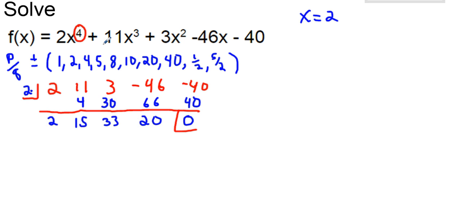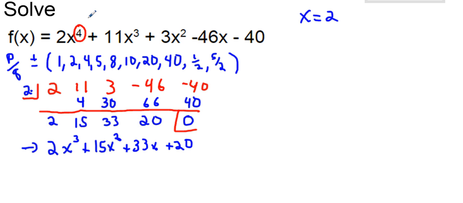So our next step is to write the depressed polynomial. The depressed polynomial would be 1 less degree. So our new polynomial is going to be, and these are our coefficients, 2x cubed plus 15x squared. Again, these are our coefficients, and we're just going down. x cubed, x squared, next one will be x. Last one will be 20. That will be our constant term. So again, the depressed polynomial is just taking 1 degree less than our original polynomial. And we're going to do the same process.